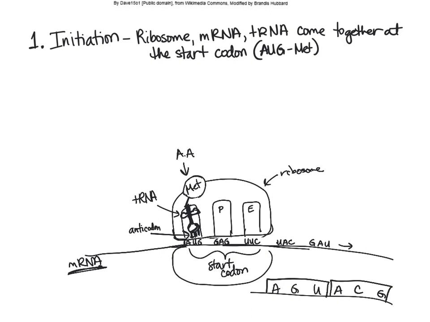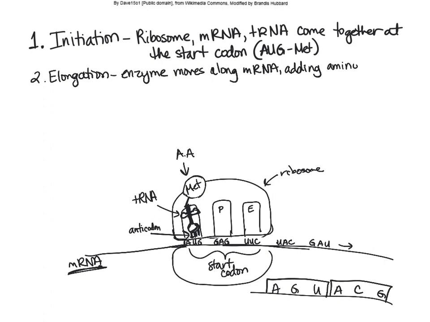So anyway, we have our initiation, which includes our ribosome, our mRNA, and our initial tRNA, and they're coming together at the start codon, which is the AUG, and is always AUG and always brings methionine. So that's initiation. Then 2, we have elongation. In the process of elongation, the enzyme moves along the mRNA, adding amino acids.